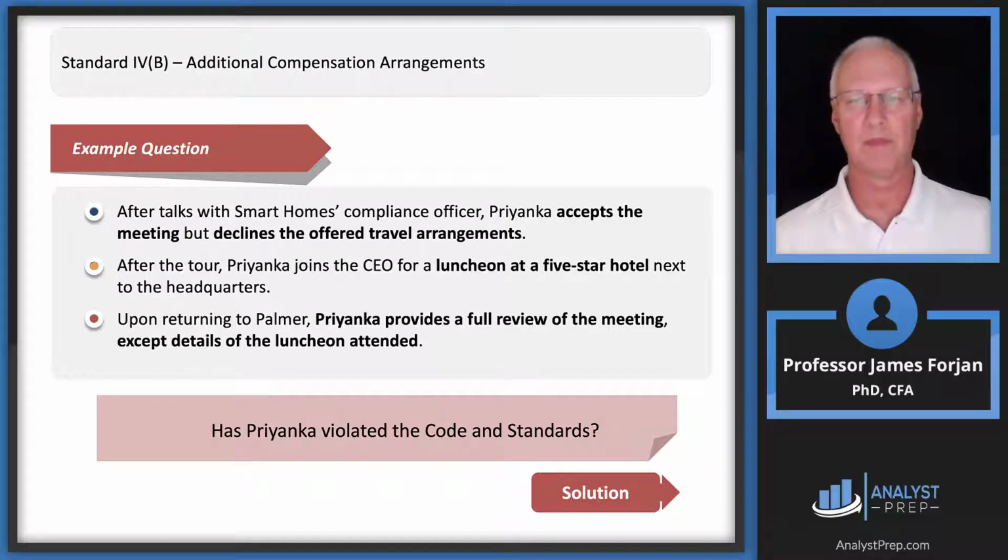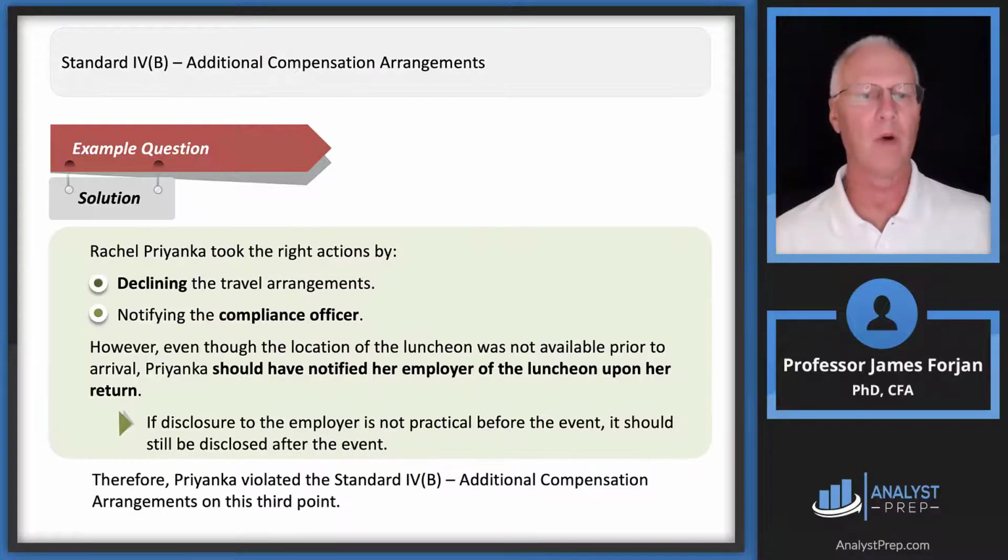Clearly, the accepting of the meeting is okay. The declining of the private yacht, that's a good thing. The lunch at the 5-star hotel is probably okay, but why would we fail to report that? So yeah, took the right actions by declining, notifying the compliance officer. That's right. However, they should have notified the employer of the luncheon upon her return.